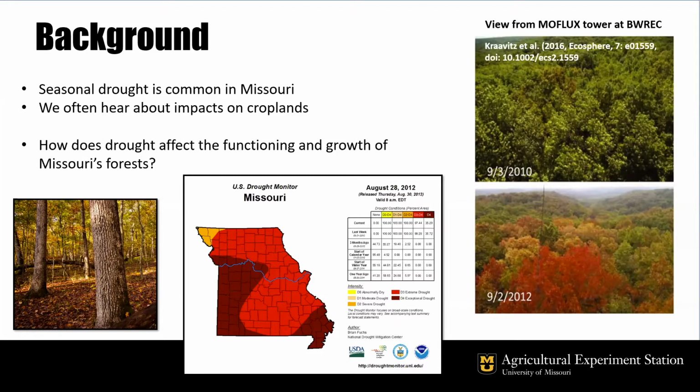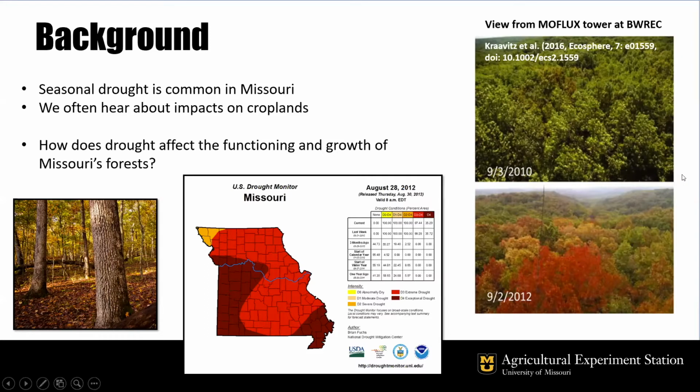However, we often hear about the impacts in terms of how the drought affects croplands. For instance, if you were to Google drought in Missouri, most of the results would be on how drought has reduced crop yields and farm income. However, there is also a lot of forest in Missouri, and drought is also affecting those areas. And so we're interested in learning about how drought is affecting the functioning and growth of these forests.